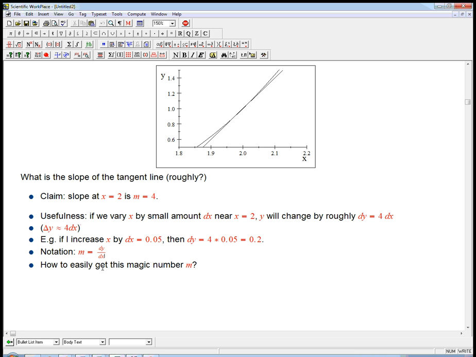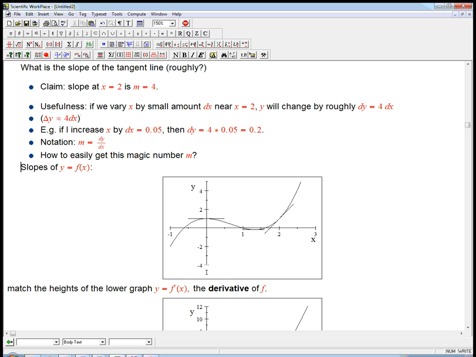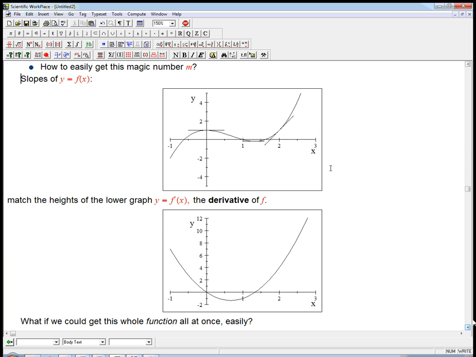Okay. So how to easily get this magic number m or dy dx or whatever we want to call it? Well, let's look at some other things we've already thought about. We actually have thought about a much more ambitious project, which is not just analyzing the slope of this curve at one point. It's to look at the slope of the curve at all points all at once. And that is creating what's called the derivative. Okay. And the notation for that is f prime of x. It's kind of attached in a weird way, though, but it's just f with a tick mark there.